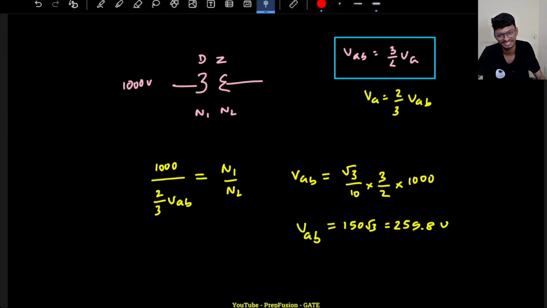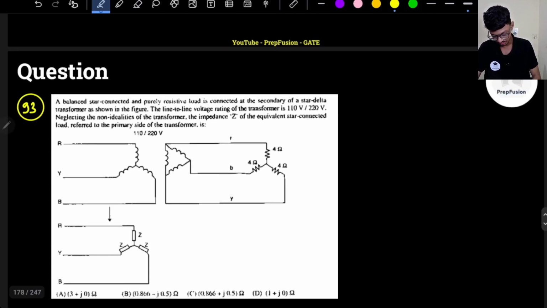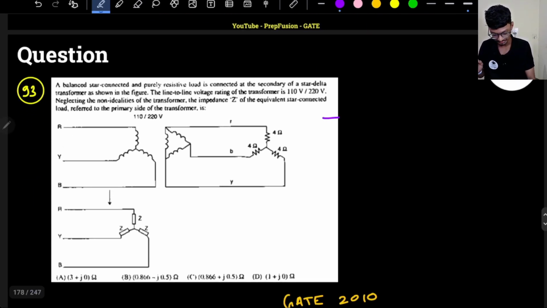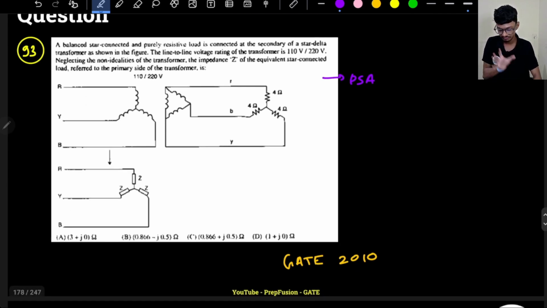Mostly questions will be very easy. You don't have to draw a connection diagram, all those things. Question will be very easy mostly. So let's solve this next question. This question is actually from power system analysis, so in power system analysis we will go more in depth for this question.